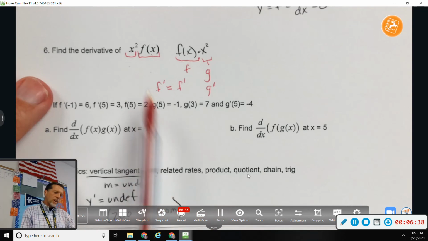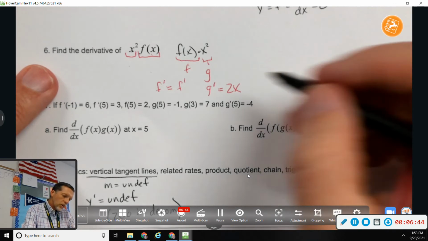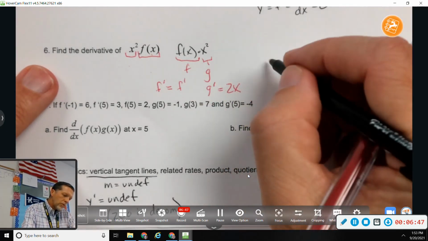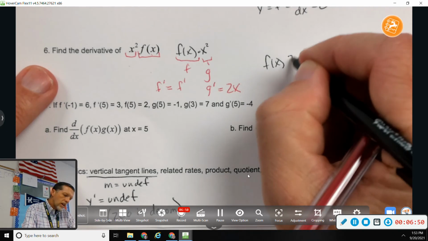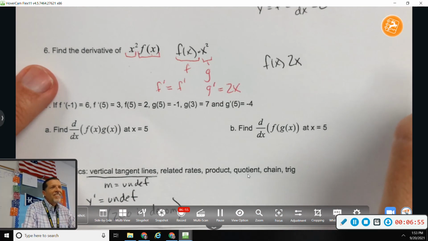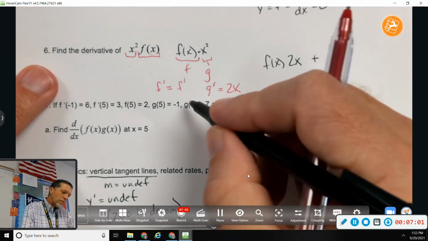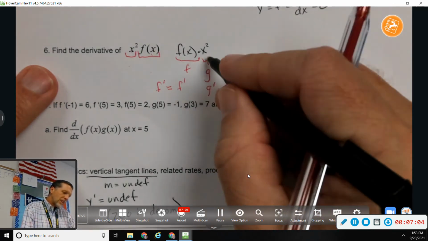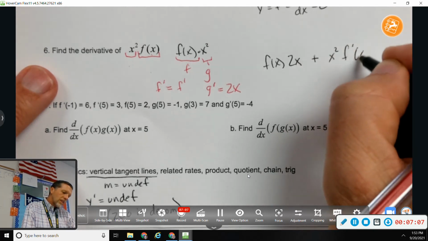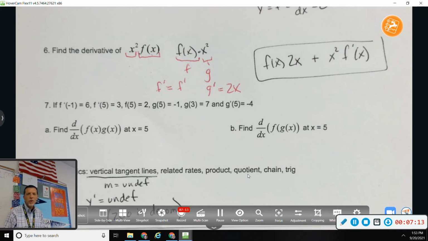All right, back to number 6. So, g prime is 2x. So, now I need to do f times g prime, because f was f, so f prime is f prime. That's way better than calling g f and then really being confused. Plus the other way around: x squared times f of x. And I can't really do anything more than that. So my answer is in terms of f and f prime, because unless I know what f is, I'm stuck with the f prime.